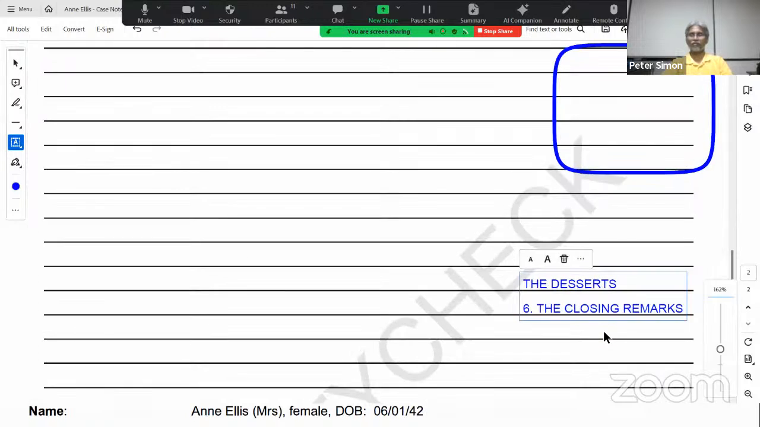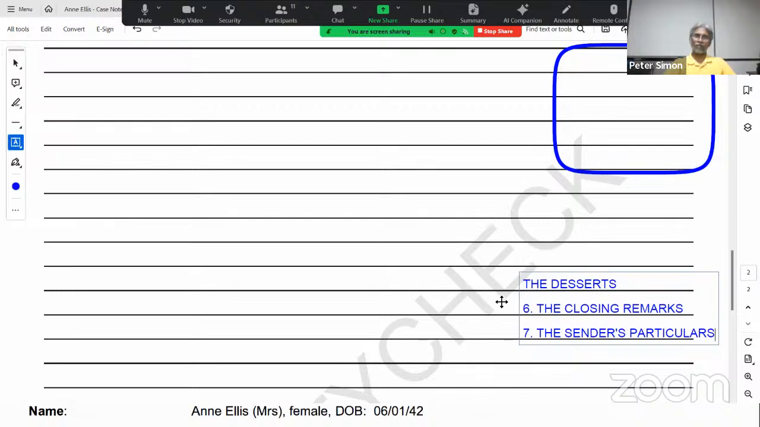Then next, the seventh one, the sender's particulars or address.